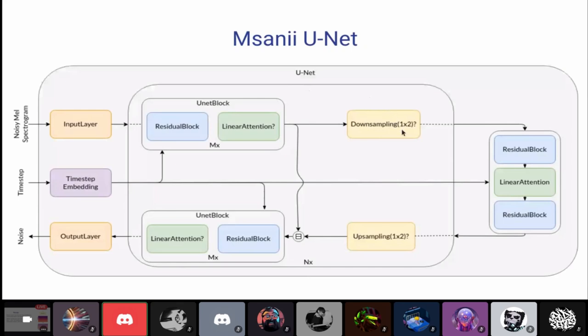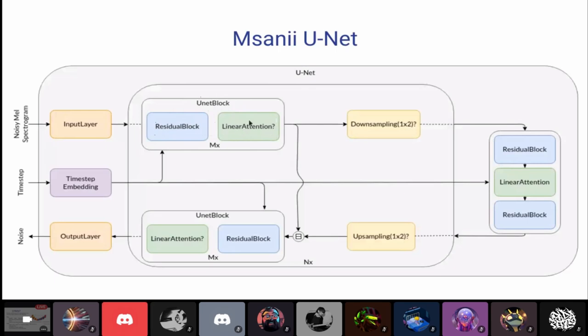I will be going into depth explaining each of the layers here. But as you can see, our basic building block here, our UNet block, consists of a residual block and a linear attention. It's a form of attention that we chose to work with for reasons I will be going into later. And our residual block is borrowed from the UNet, and our linear attention is borrowed from the transformers. So with the residual block, we can capture the local dependencies, and with the linear attention, we can capture the global dependencies.